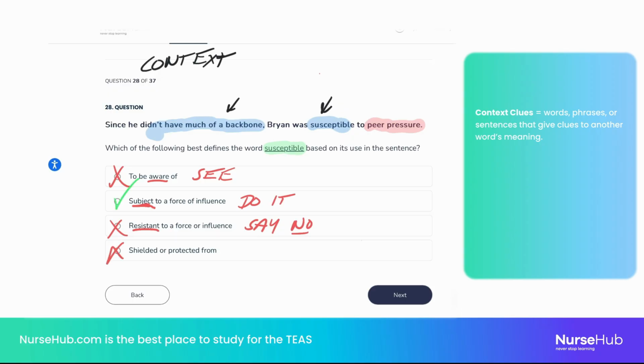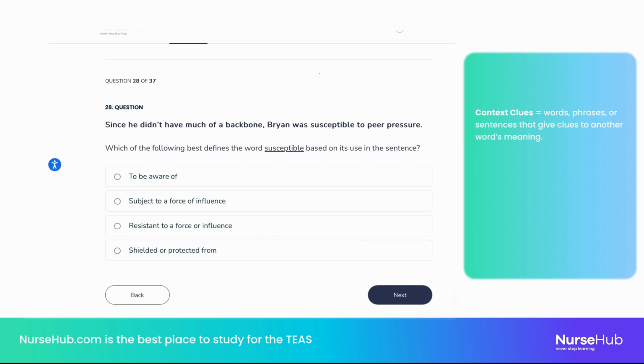So what's our best one? Subject to a force or influence. And how do we find that? We found that using our context clues. All right, so there we go. Question number 28 of 37, done and dusted using those context clues. And again, just talking it out, going through our answer options.